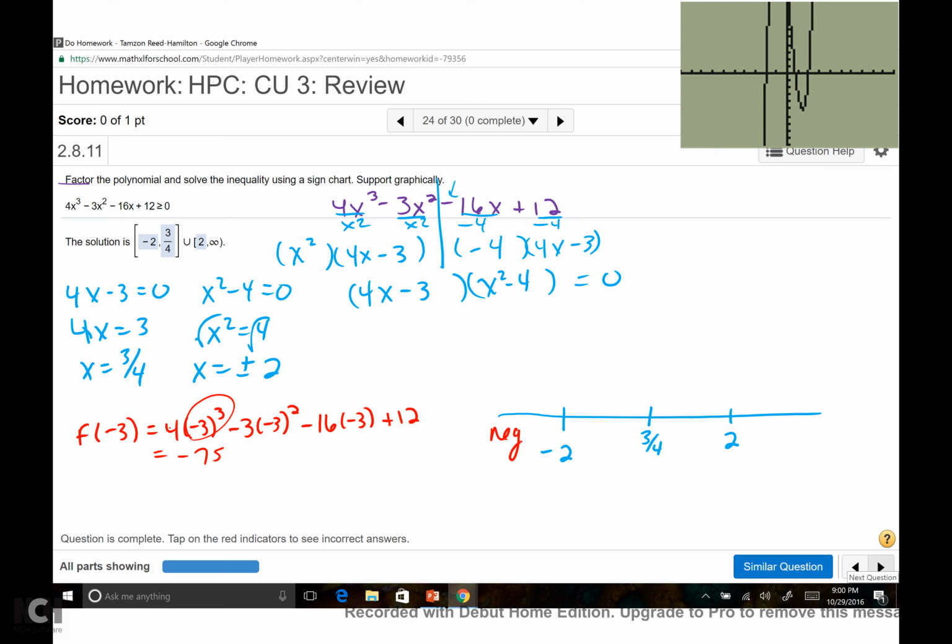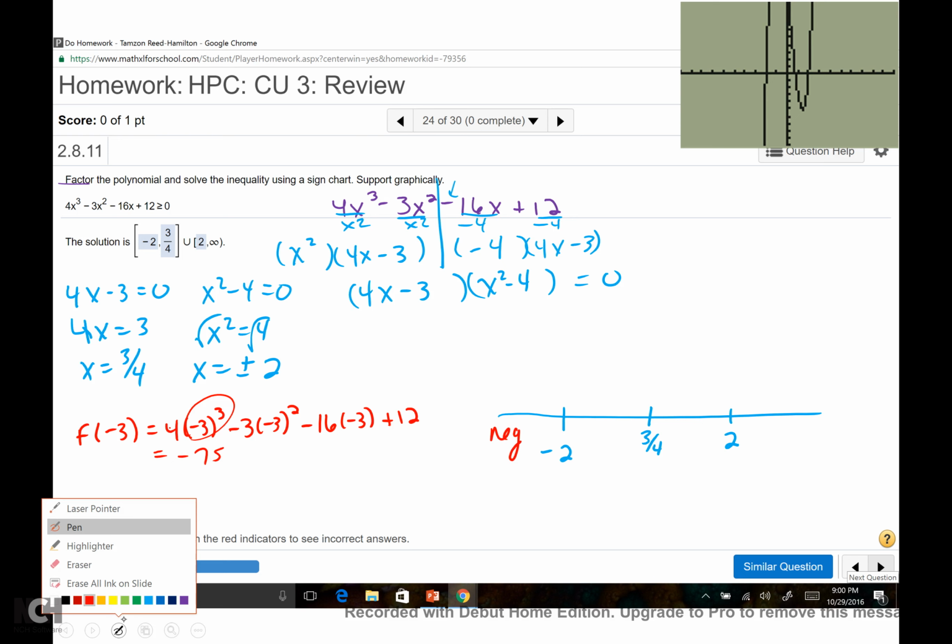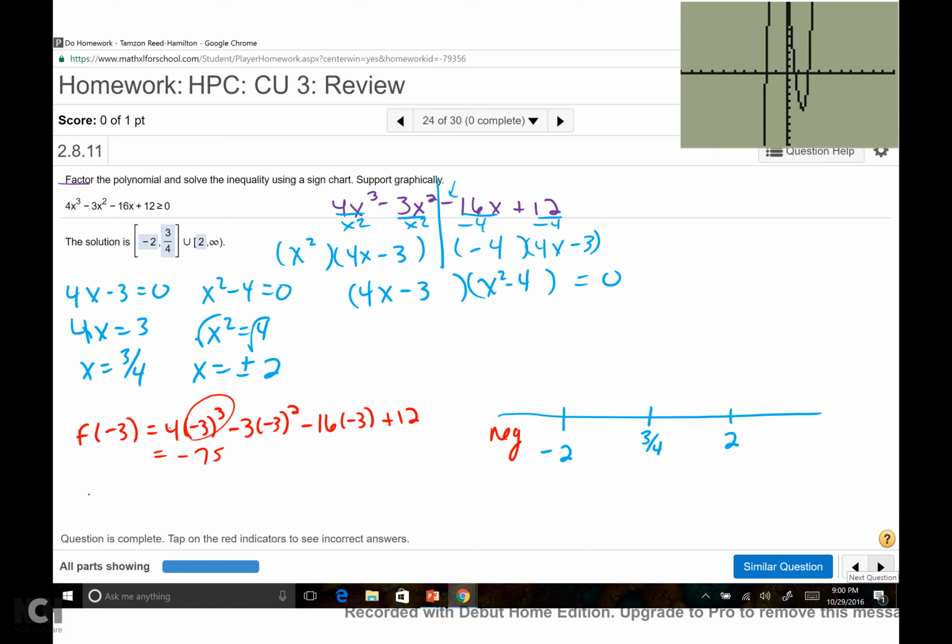If I pick something between negative 2 and positive 3/4, and I'm going to go for 0, it makes life easy. f of 0 would be 4 times 0 cubed minus 3 times 0 squared minus 16 times 0 plus 12. Those are all 0. It's positive 12, which means this section is positive. And notice how I didn't have any multiple roots. I didn't have any multiplicities. So, and again, if you notice, negative, positive, negative, positive, and it's alternating. But we should still check.